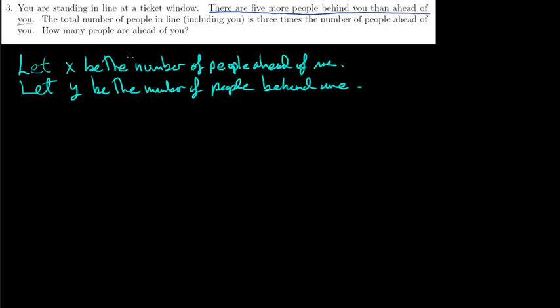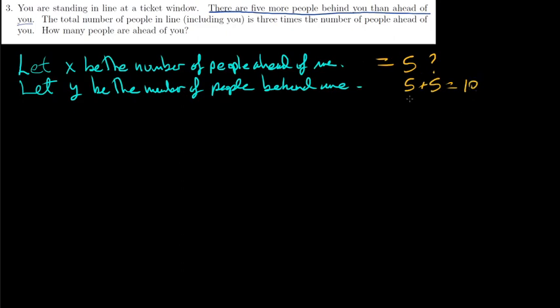Okay. So I don't know. Let's say there's 5 people ahead of us, right? So let's say x is 5. That's just a guess. I'm probably not right, but it's a guess, right? So if the number of people ahead of us is 5, there are 5 more people behind us, right? So that means how many people are behind us? Well, 5 more than 5. That would be 10 people behind us, right?